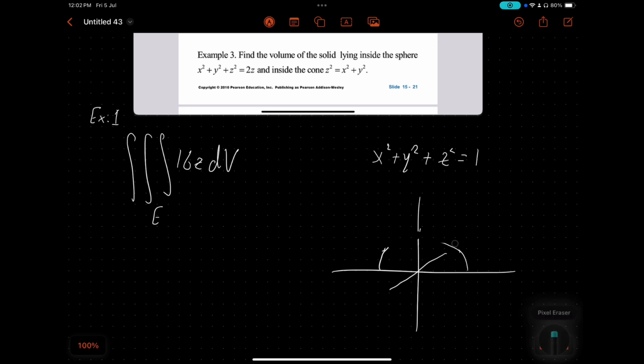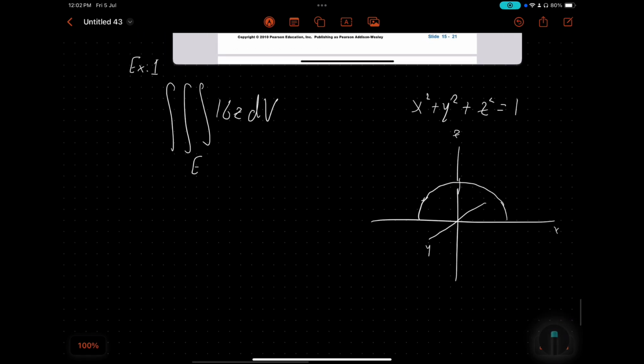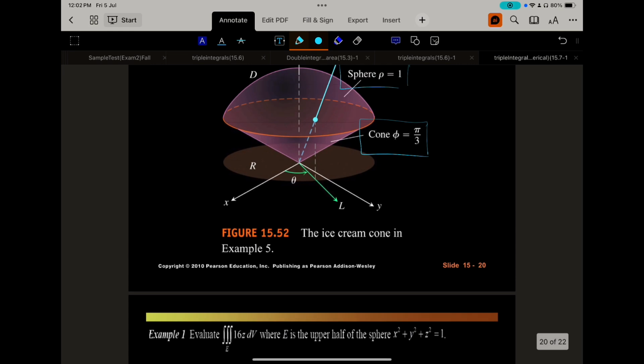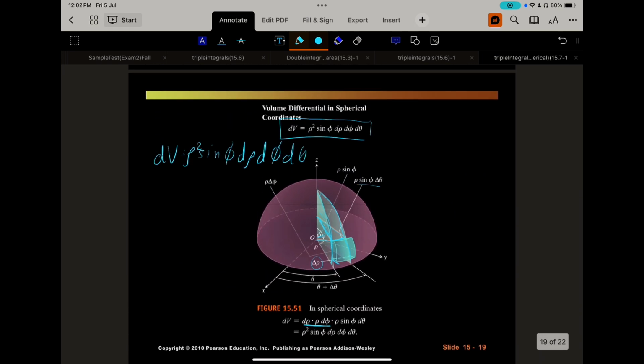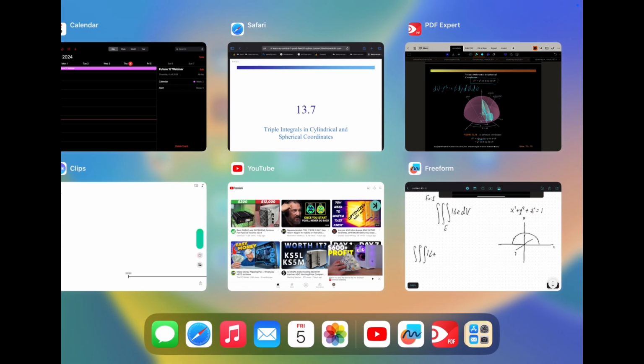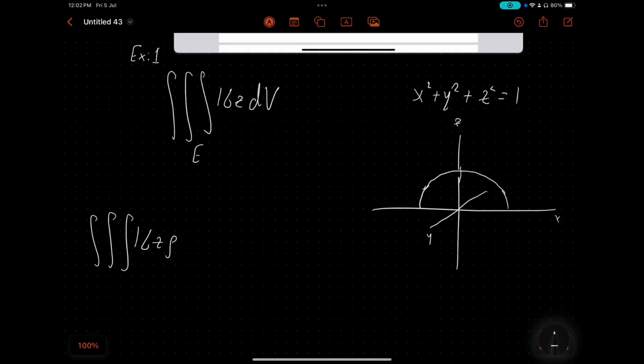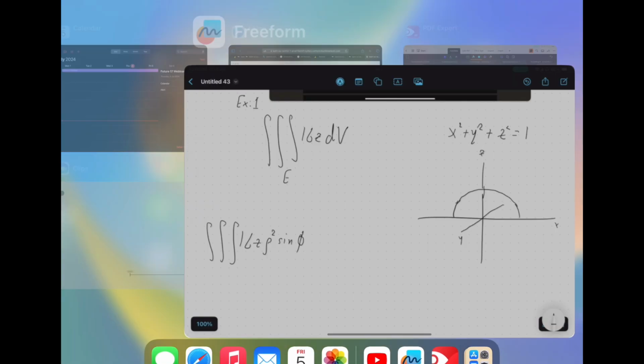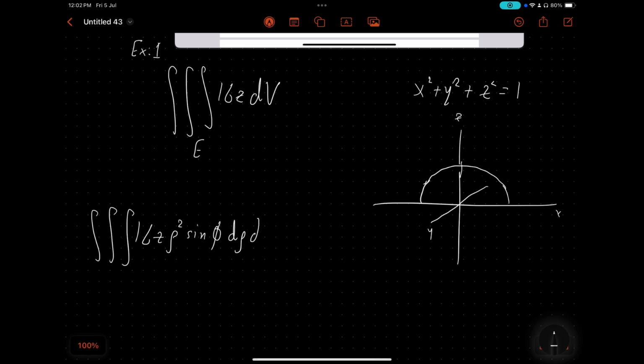Okay, so it's something like this, with x, y, z axes. Let's now do this. We have 16z, and dV we said is just rho squared sine phi d rho d phi d theta. We could also convert z.